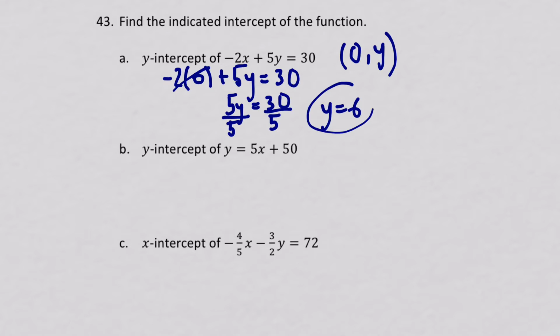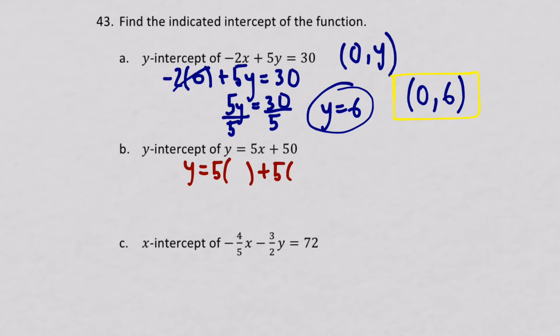Now, to write my answer, I'm going to write parentheses 0, 6. And that is correct. All right, we move on to B. It says find the y-intercept of y equals 5x plus 50. Once again, the y-intercept, just like in the last one, is going to look like this again. We're going to substitute in 0 for x and solve for y. So let's substitute in 0 for x. It's going to look like this. Y equals 5x plus 50. Instead of x, I am going to substitute in a 0.